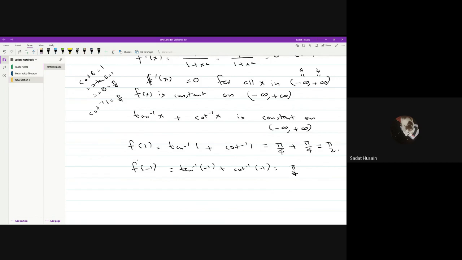The values are going to be different, but they will add up to the same angle, π/2. For f of 2, any value you take, 1.9 for example, tan inverse 1.9 plus cot inverse 1.9 will also give you π/2.